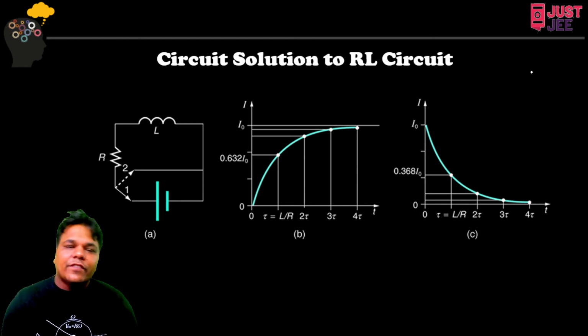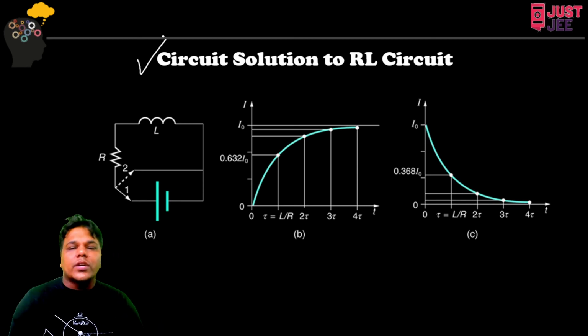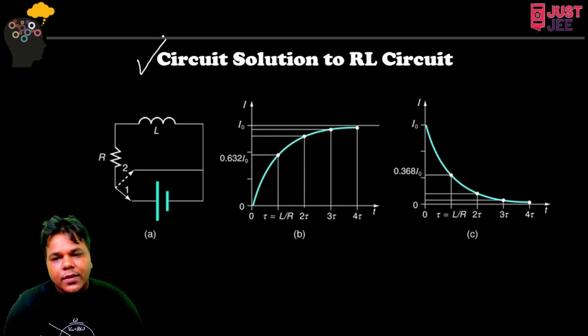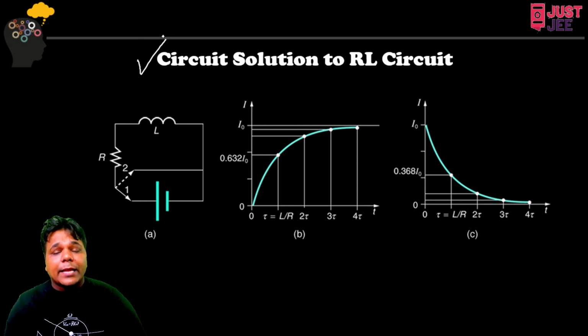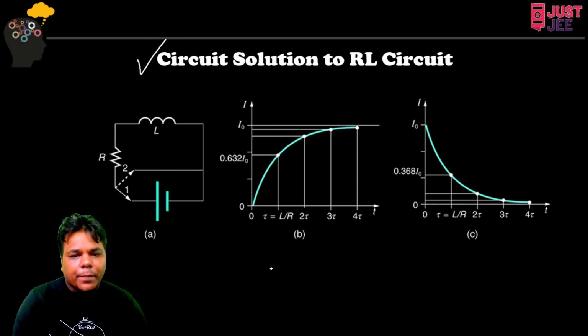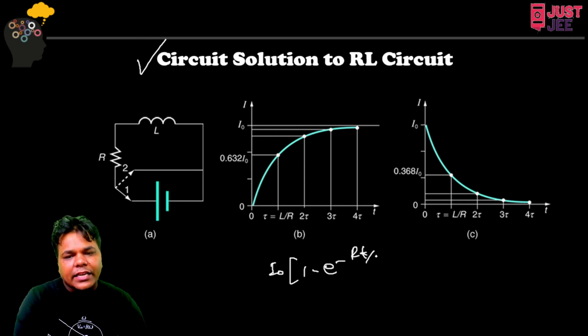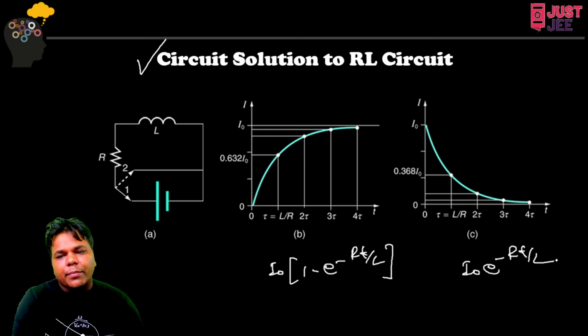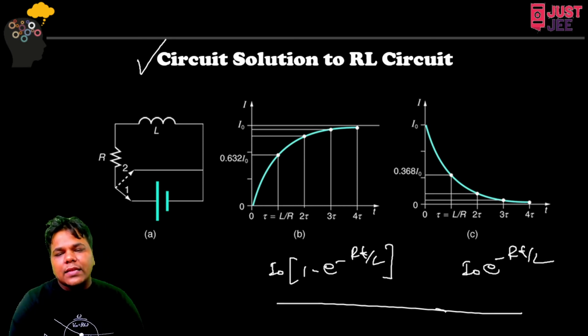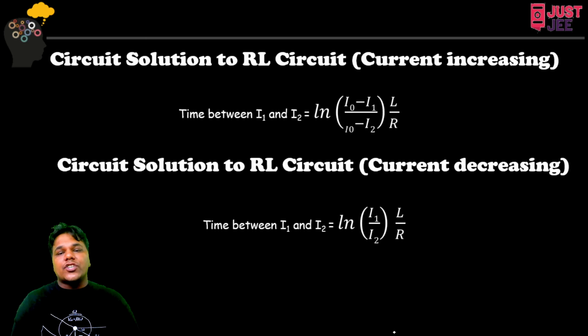But before that, we can apply the same solution to the RL circuit also. What happens in the RL circuit? There are two types of circuit. Current keeps on increasing, and current keeps on decreasing. The formula is simple. I naught into 1 minus e raised to power minus Rt by L, and in this formula I naught e raised to power minus Rt by L. These two formulas are very important, and you can use the shortcut also.